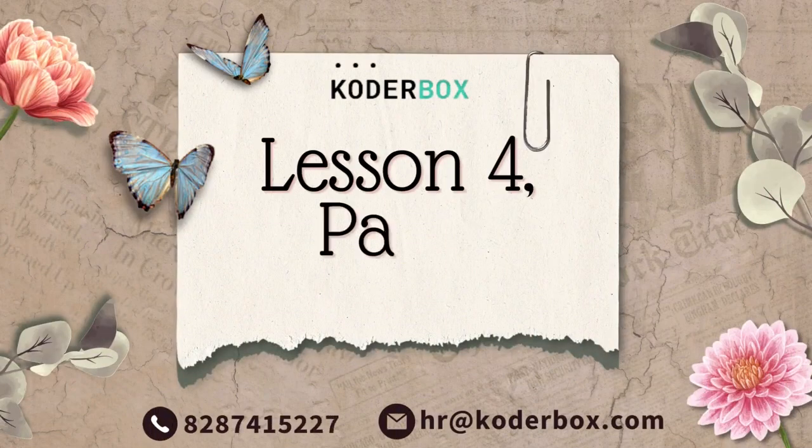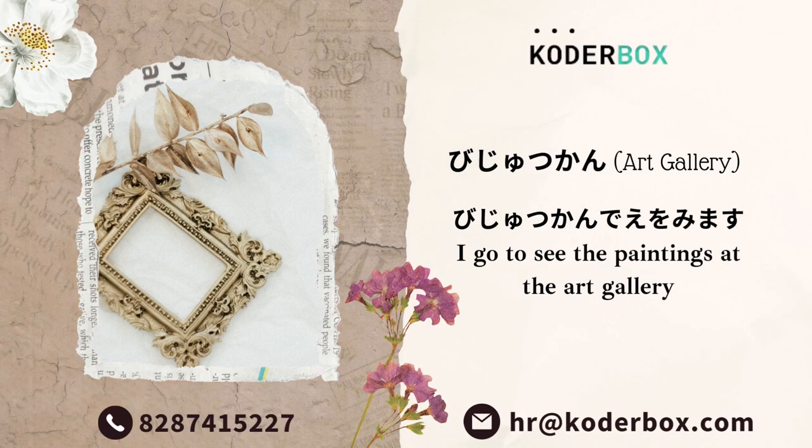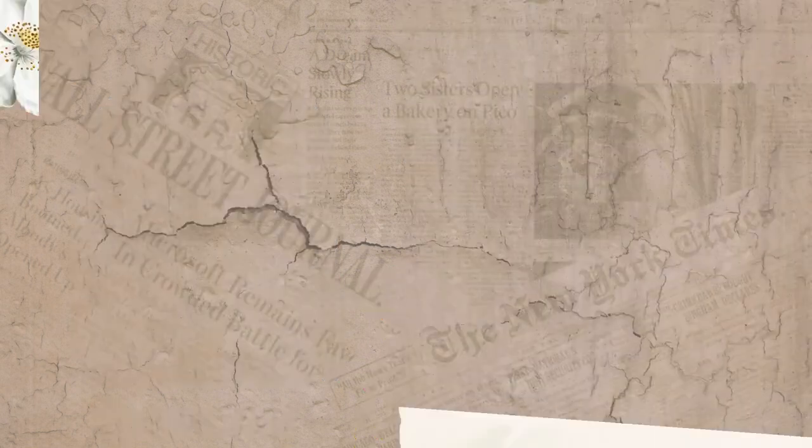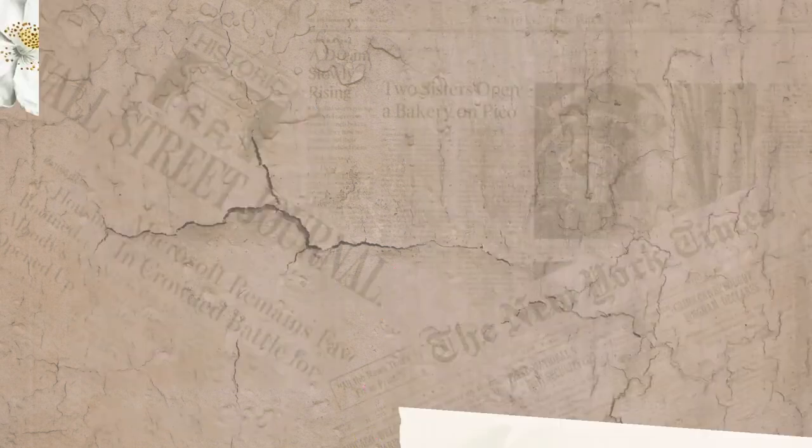Lesson 4 Part 2 Vocab. First, Bijutsukan, Art Gallery. Bijutsukan de e omimasu. I go to see paintings at the art gallery. Second, Ima, now. Ima wa nanji desu ka? What time is it now?